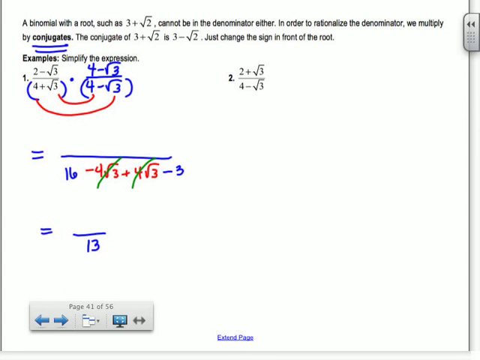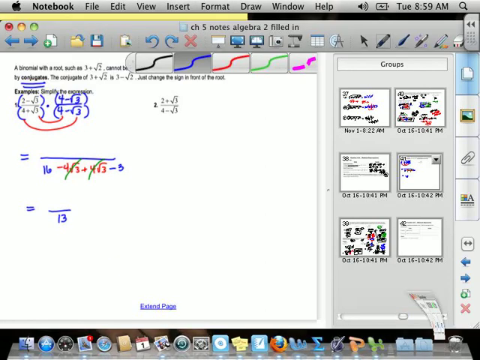Okay, now we need to figure out what was on top. See how these can be a little tricky because you could have 2 things that you need to FOIL out. So on the numerator, now you need to FOIL the top 2. You guys go ahead and try that. Multiply out the top, see if you can do it, and then try number 2 as well.